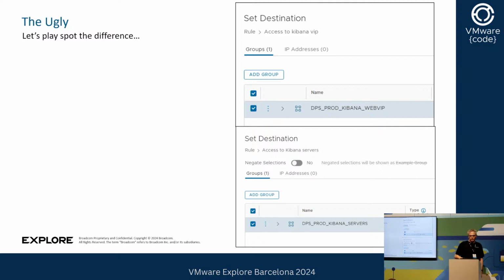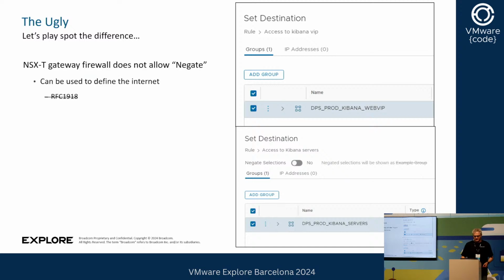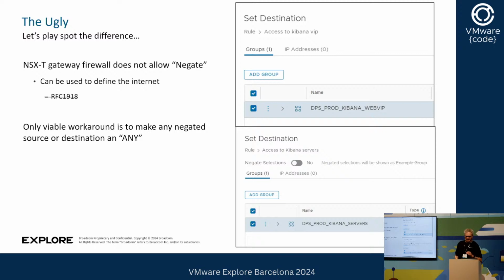So distributed firewall implements a negate, so a not. A common use of this is RFC 1918 address space, so 10.0.0.0/8, 172.16.0.0/12, 192.168.0.0/16 are private addresses, so not private addresses can generally mean the internet. Unfortunately, this just doesn't exist in the gateway firewall. So the only fix we have is to take out any negated destination or source and make it an any. It's the only workaround we can come up with that works in all scenarios.